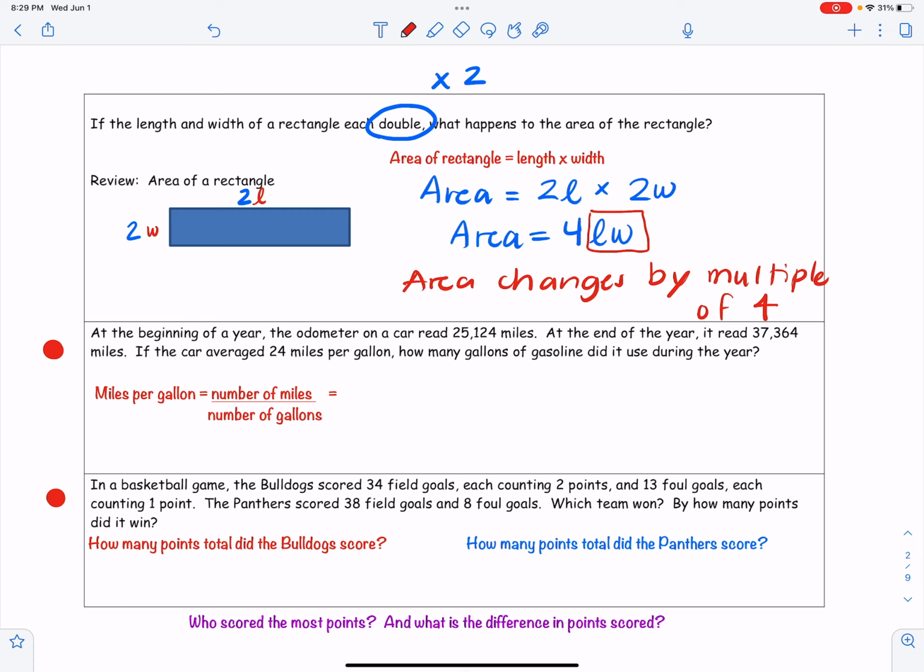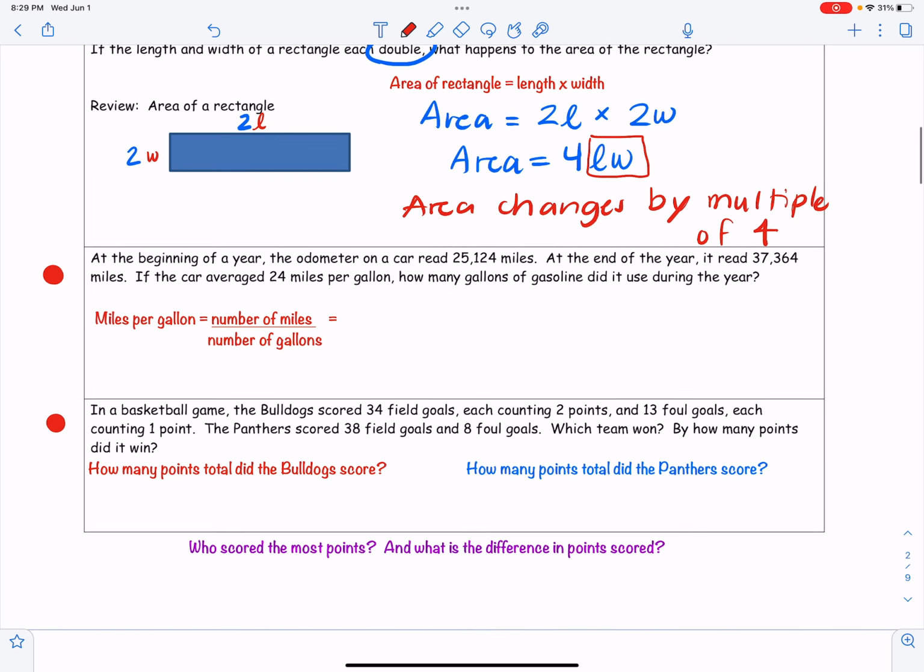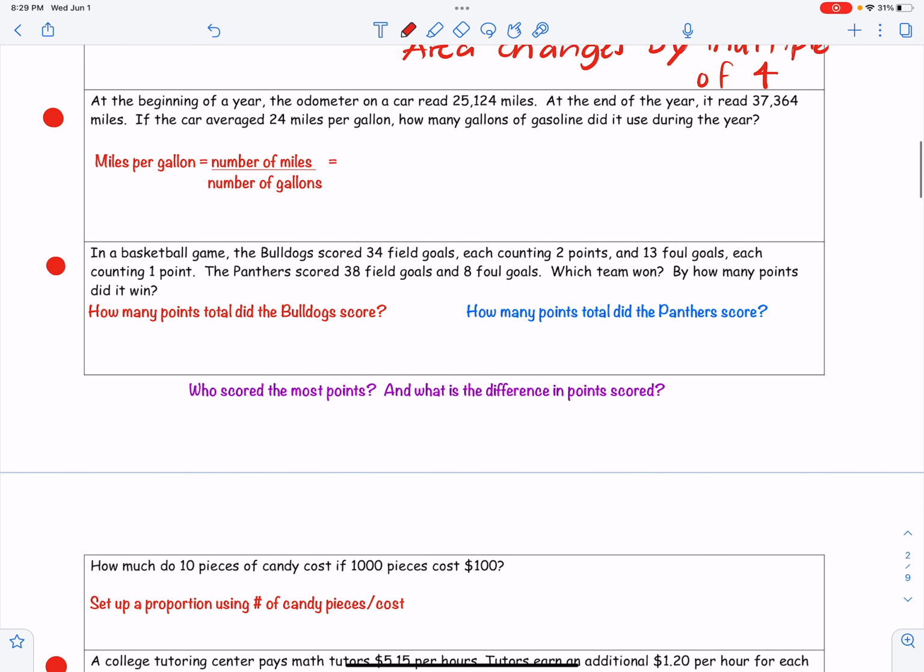All right. This next one is a question again about miles per gallon. Just remember that's a number of miles divided by number of gallons. Then you've got a pretty straightforward comparison. You're looking at 2 teams, compute their points. Who scored the most, who won, and by how many points. Just make sure you look at each part of the question.